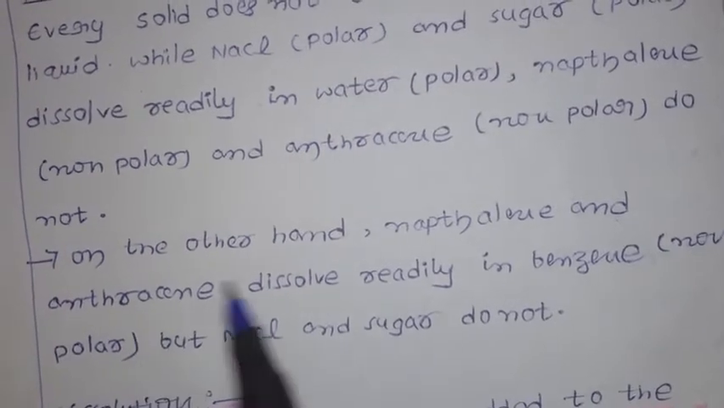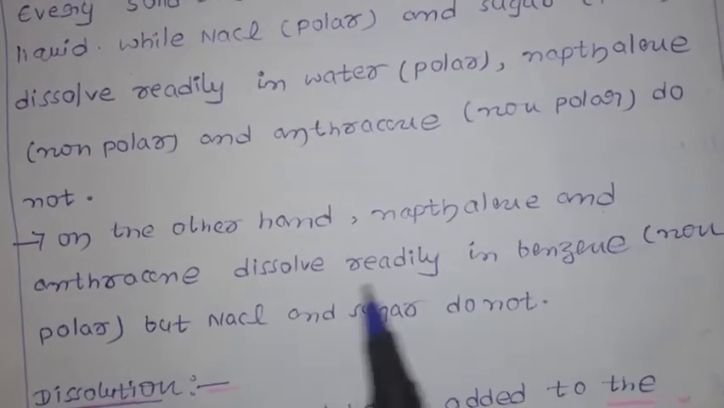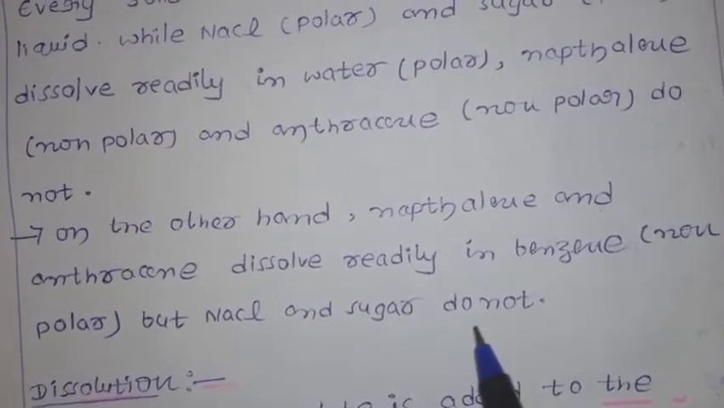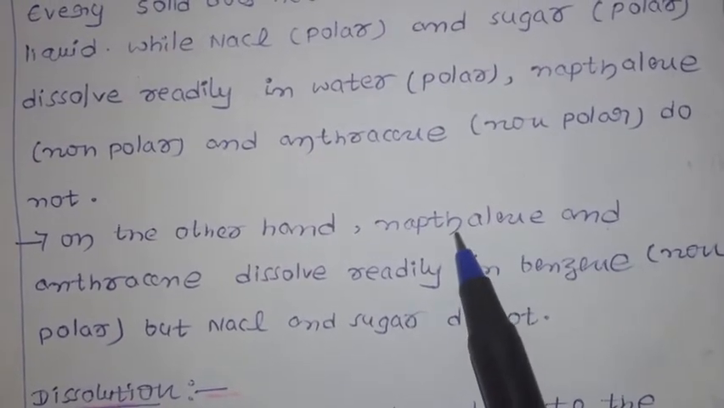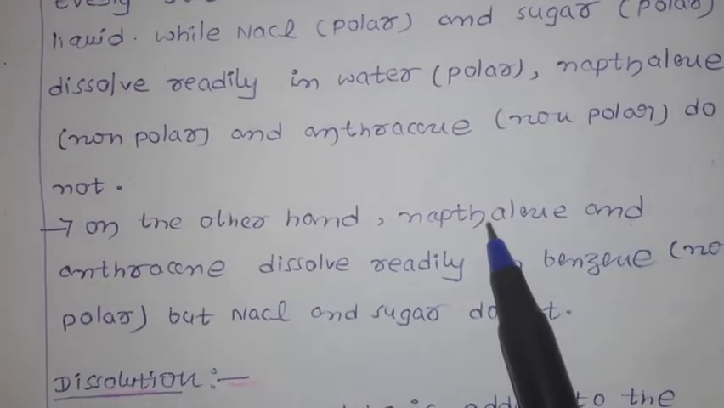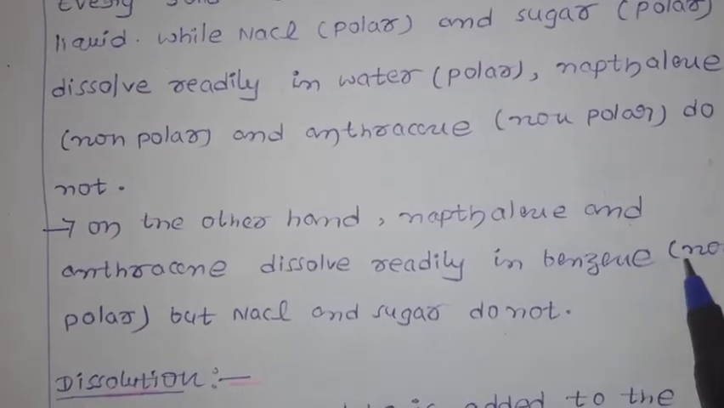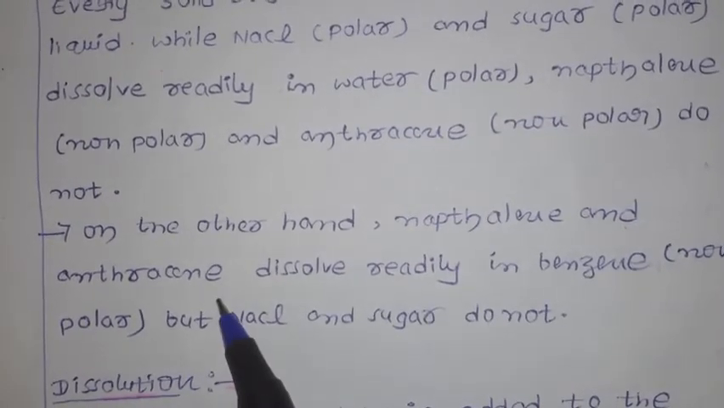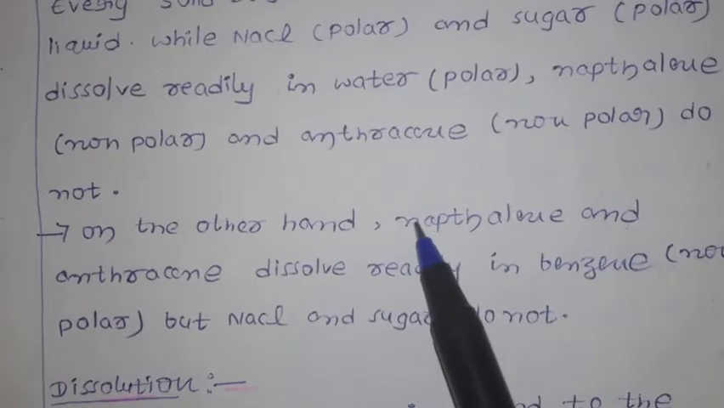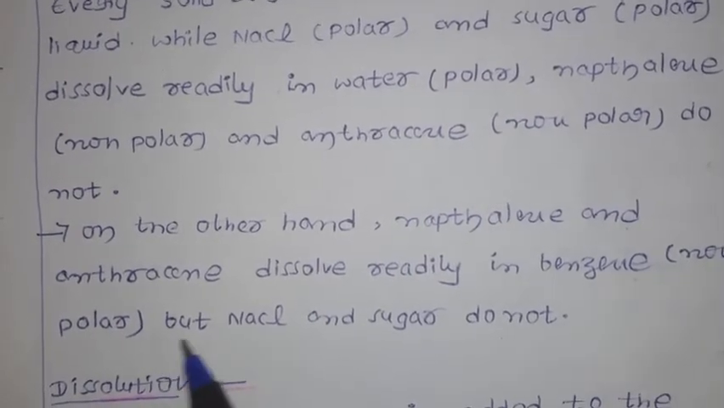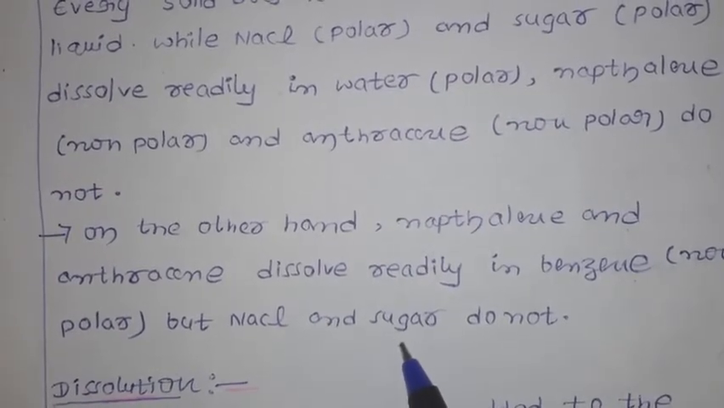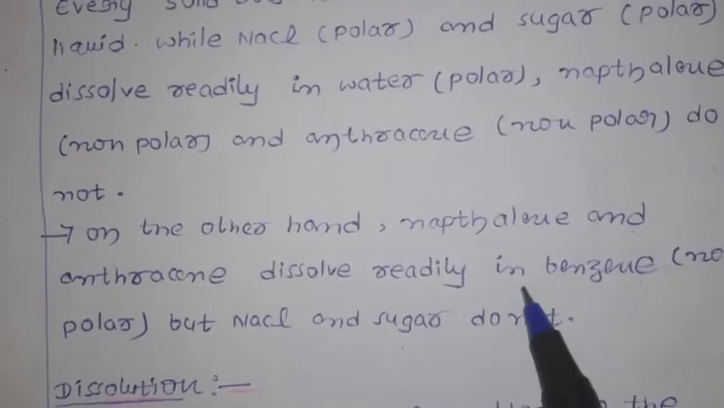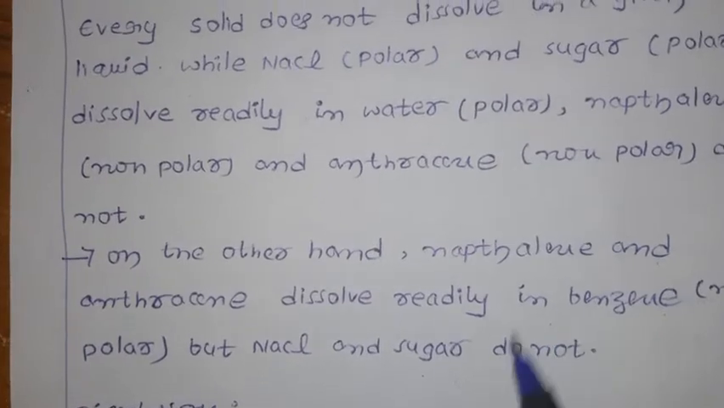On the other hand, naphthalene and anthracene dissolve readily in benzene, but sodium chloride and sugar do not. Why? Because benzene as a solvent is non-polar, and naphthalene and anthracene are also non-polar. So non-polar compounds can dissolve in a non-polar solvent. But sodium chloride and sugar are polar, so they do not dissolve in a non-polar solvent like benzene. This indicates that like dissolves like.